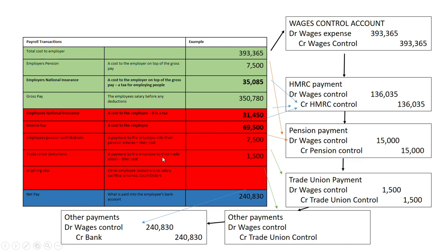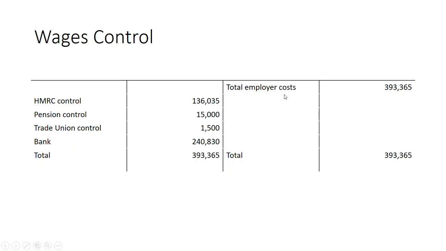So what you can see is this table and this approach here with the arrows gives you the journals. Now, we can check whether we were right or not by doing the wages control account. So if you post all of the items to the wages control account, so the initial credit, debit wages expense, credit wages control, then debit wages control, credit HMRC control, then debit wages control, credit pension control, debit wages control, credit trade union control, debit wages control, credit bank, yep. They add up, they're the same. We know we were right. So those are the right answers.